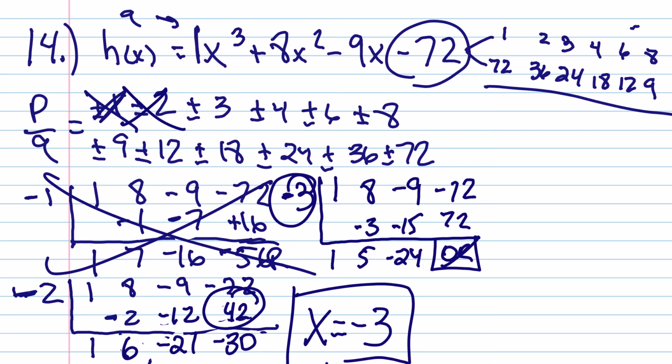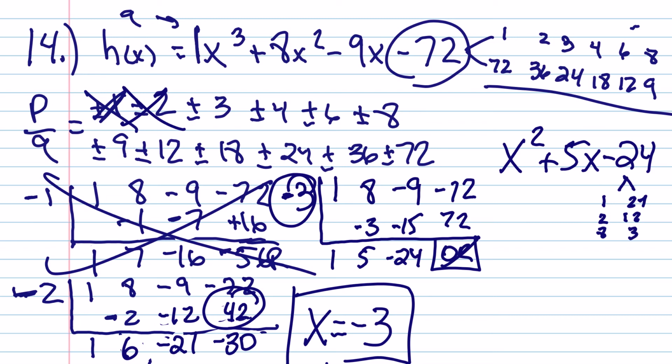Now I make my new expression: x squared plus 5x minus 24. Well, I know I can get 24 by 1 and 24, 2 and 12, 8 and 3. If I make one of those negative, I could get 5 with negative 8 and 3, but I want to get positive 5, so it has to be positive 8 and negative 3, which means I have x plus 8, x minus 3.